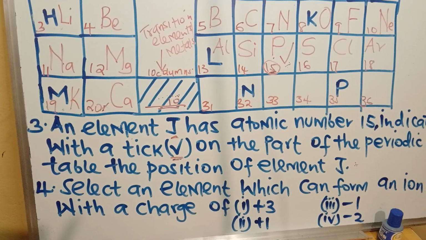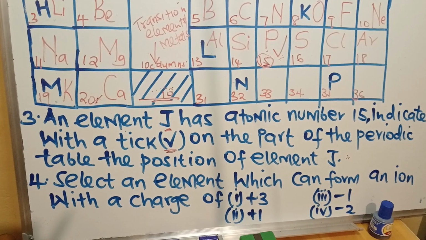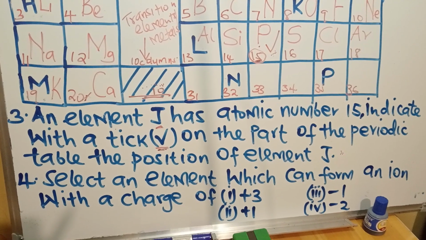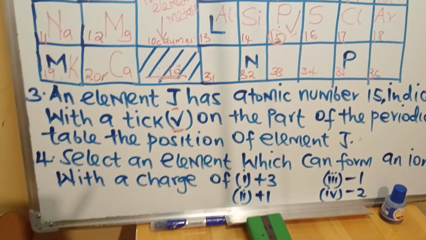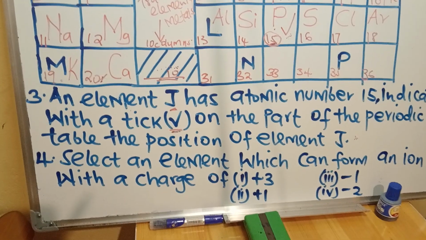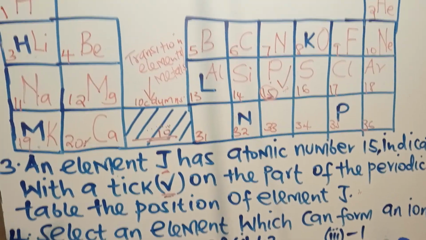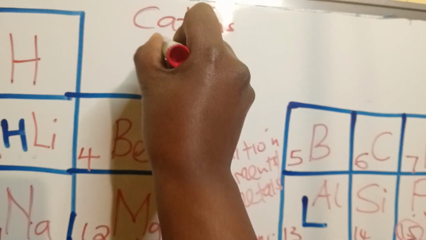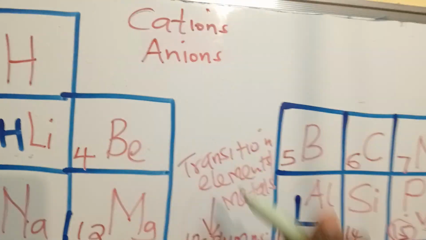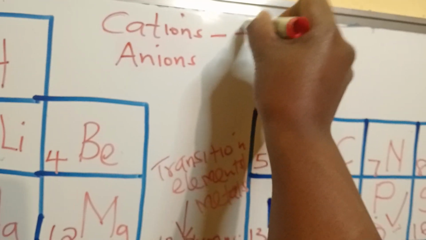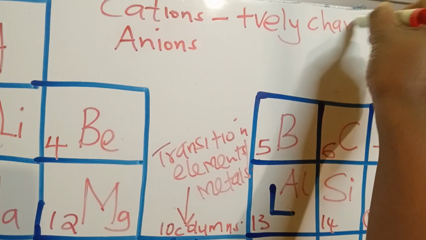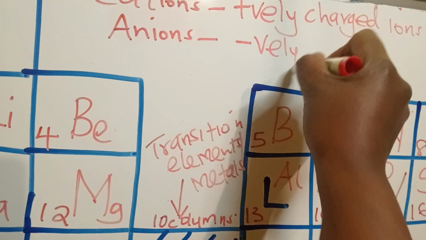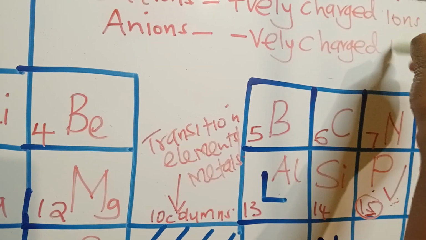Then, question 4. We are supposed to select an element which can form an ion with a charge of +3, +1, -1, and -2. So while we are doing this question, there are a number of things that you are supposed to remember. And there are these two terms, cations and anions. Cations are usually positively charged ions, and anions are negatively charged ions.